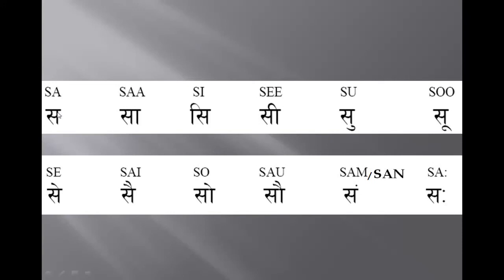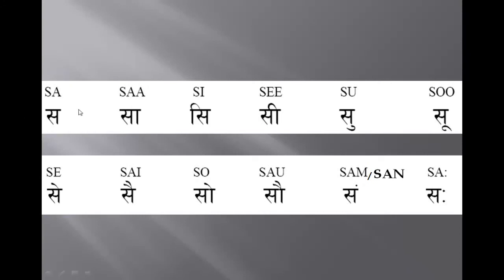Okay, so sa, si, su, say, so, sun, sa. So, sa, si, su, se, sai, so, sum, sa. Once again, sa, si, su, se, sai, so, sum, sa.